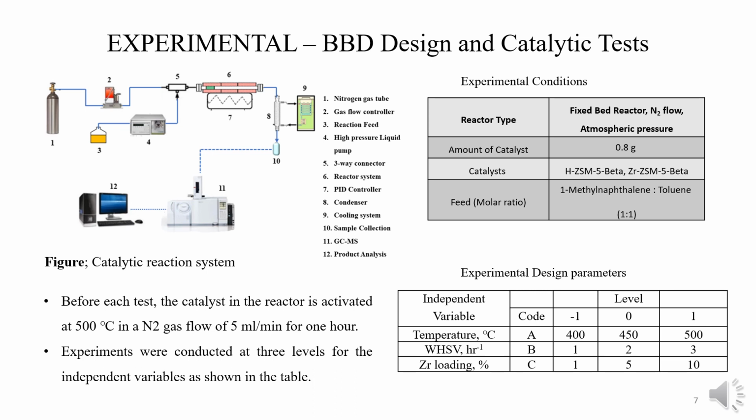Before each test, the catalyst was activated at 500 degrees Celsius while maintaining a continuous flow of nitrogen gas. A Box-Behnken design at 3 levels was employed for the response surface study on zirconium-loaded zeolites. This method allowed us to systematically vary and examine the effects of the independent variables on 1-methyl naphthalene conversion as well as 2,6-dimethyl naphthalene yields.